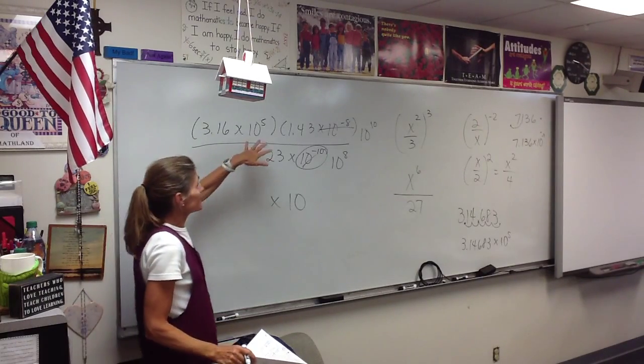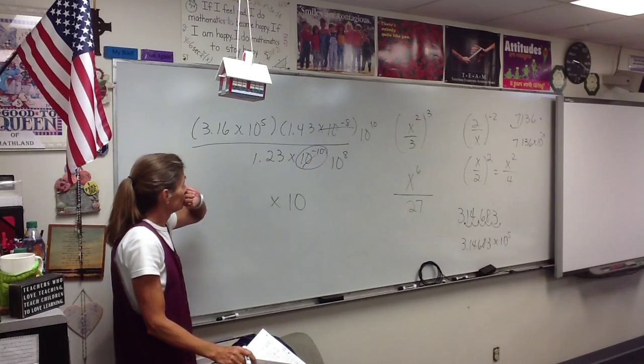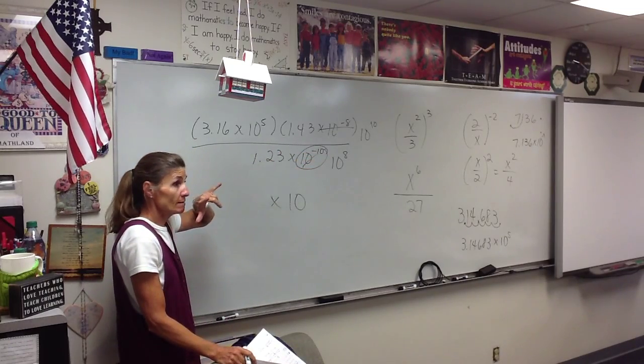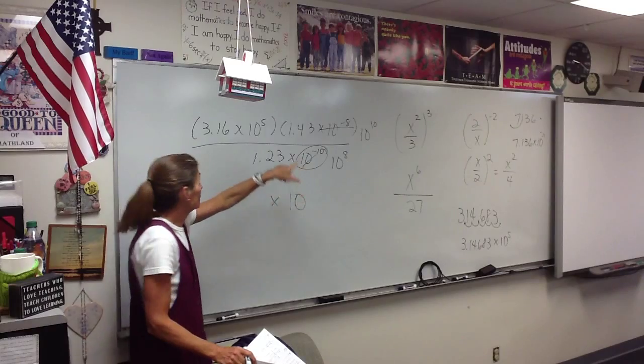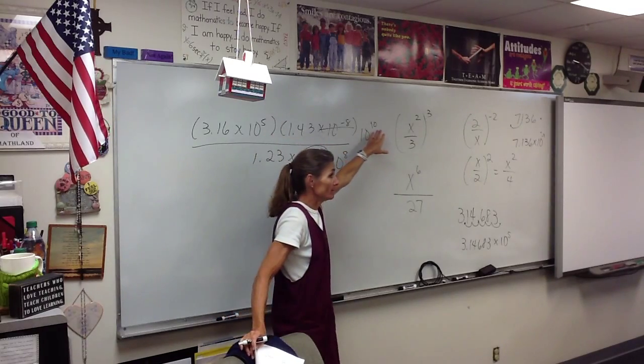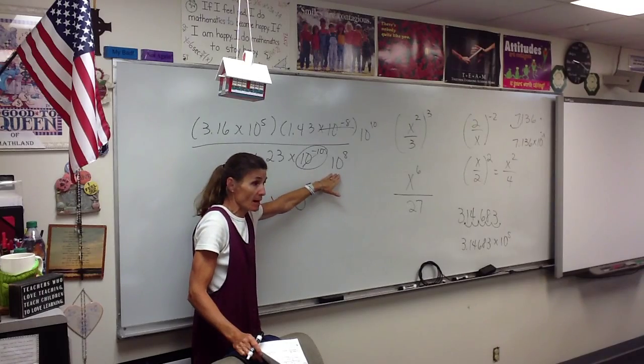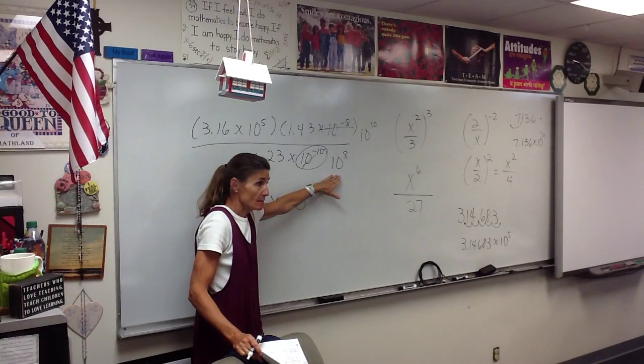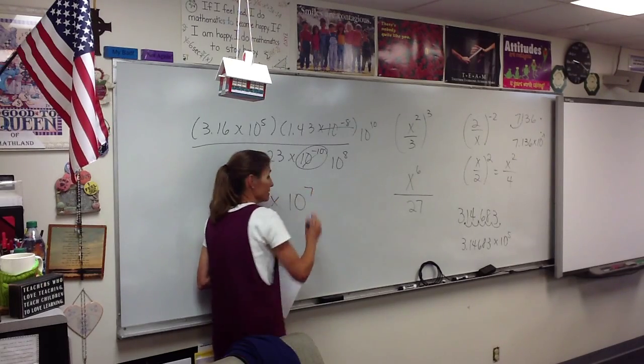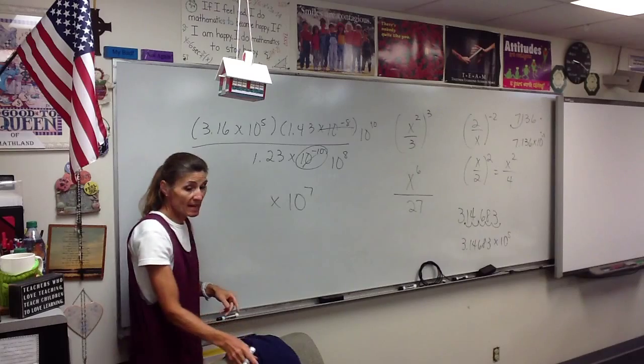Now, how many 10s do I have on the top? 15? Everybody see 15? Yeah. 5 and 10? So there's 15 on the top, and how many on the bottom? 8. Who has more? The top. How many more? 7. So I have 10 to the 7. Now, the 10s are done.